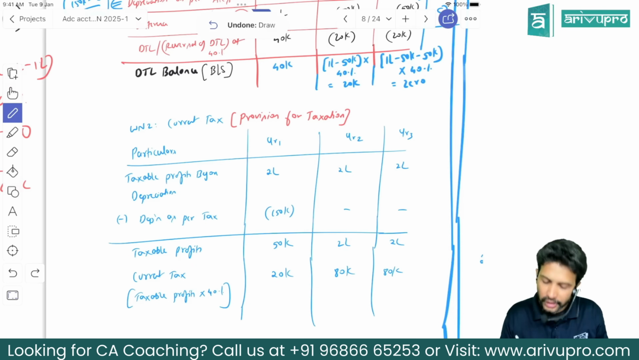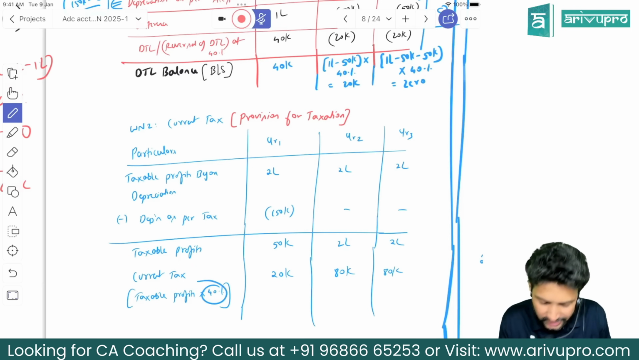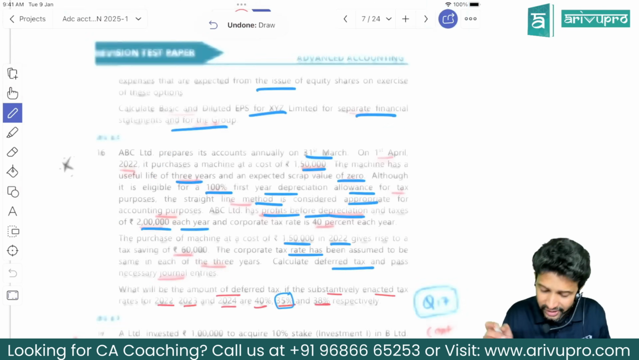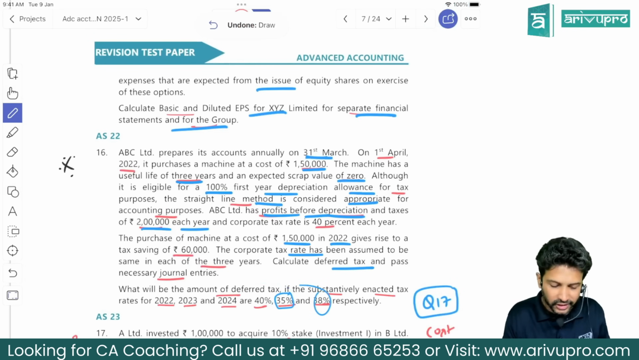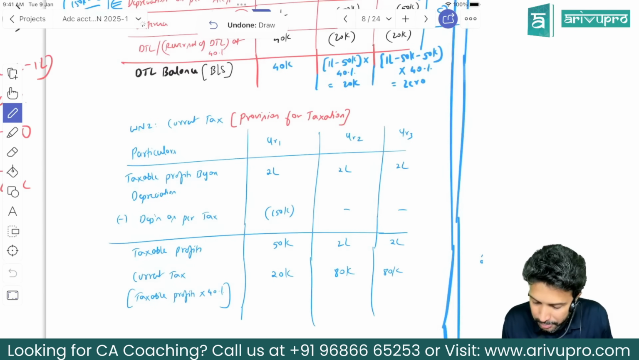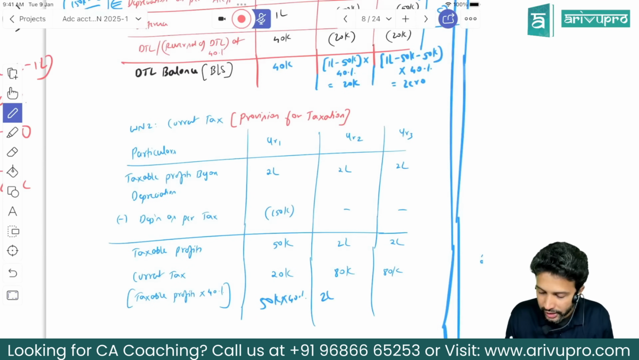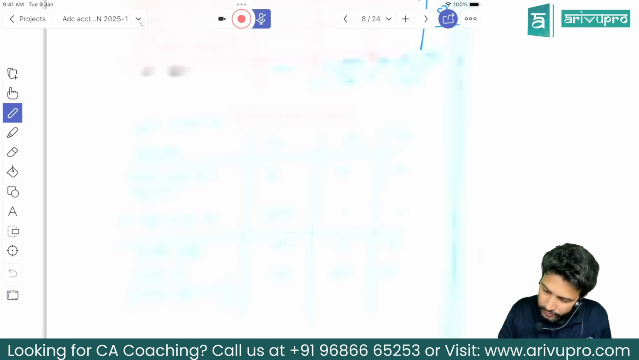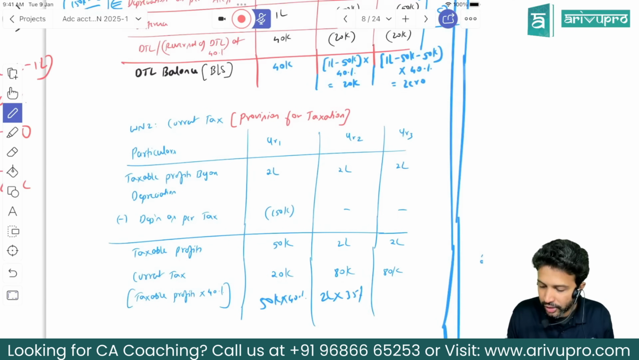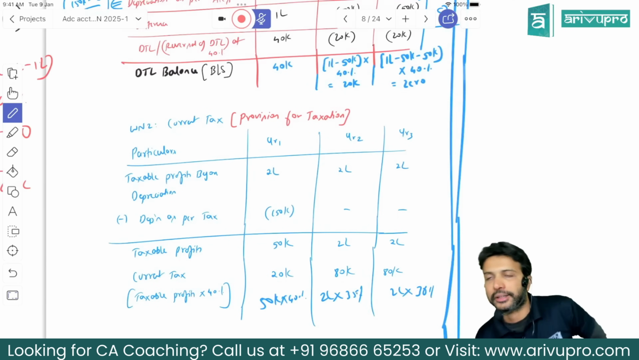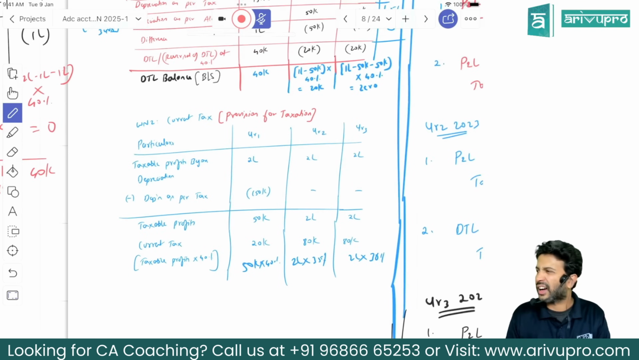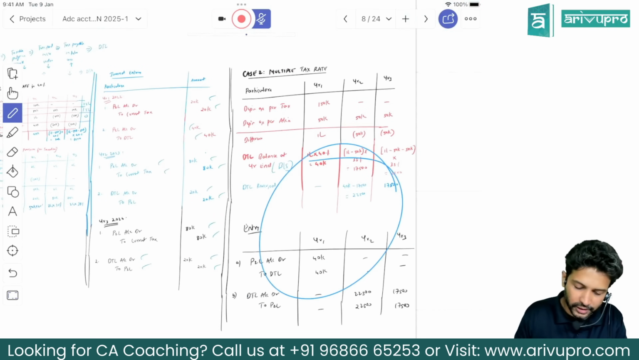Okay, that I understood. You say, sir, in the first year the tax rate is 40%. Second year, how much is it? 35%. Third year it is 38%. Calculation is the same, but here you will take 50,000 multiplied by 40%. Here you will take 2 lakh multiplied by how much? 35%. Correct. And here you will take how much, sir? 2 lakh multiplied by 38%. In that sense, it is right. Correct. Agreed. But they have not asked that. They only wanted to test this particular aspect.